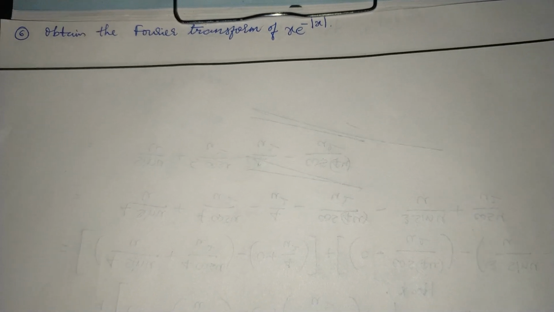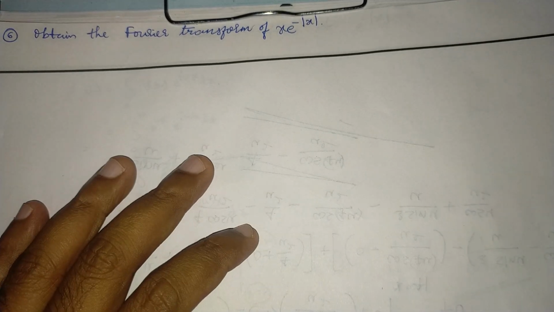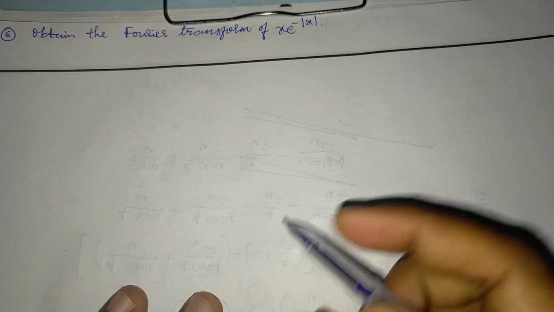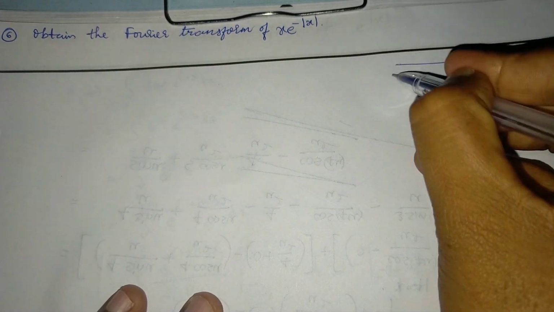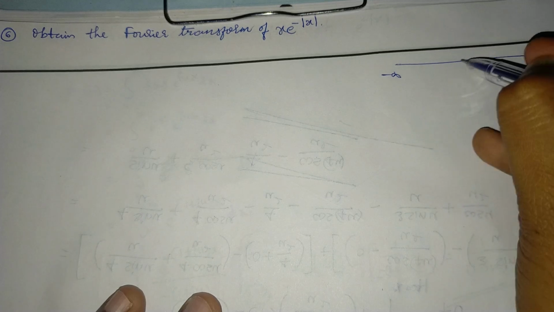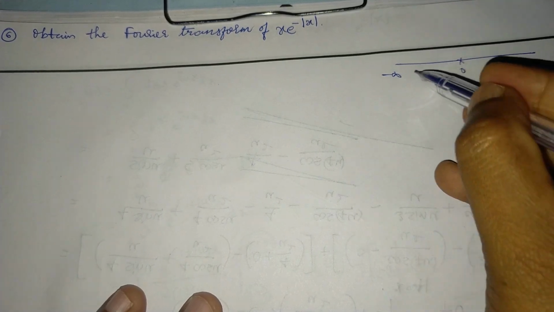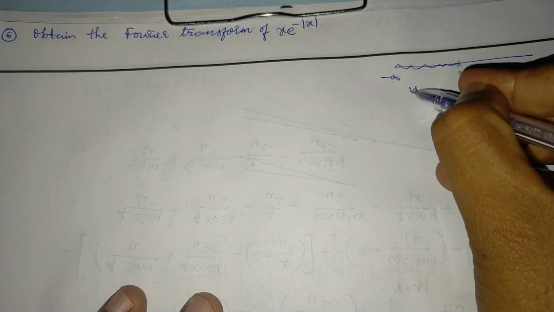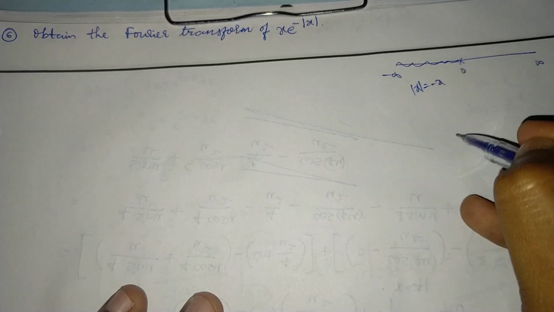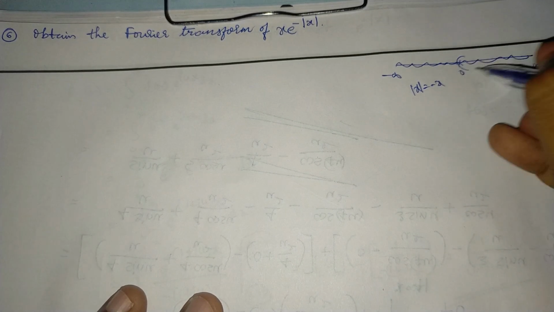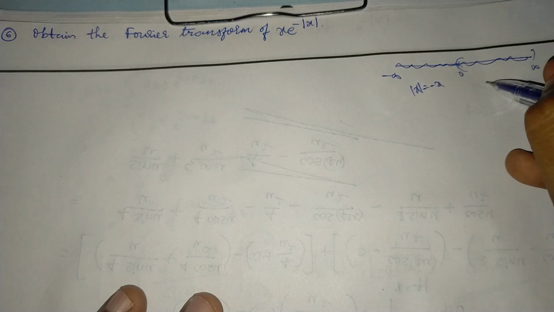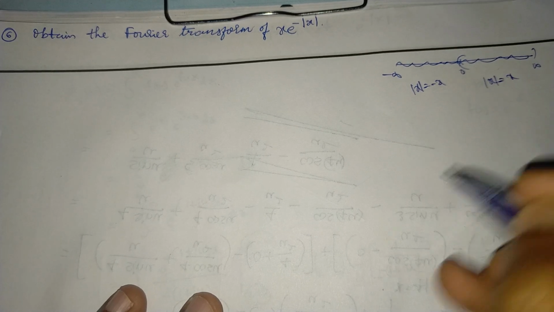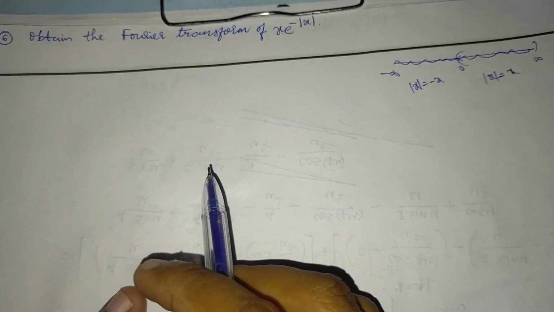So here let us find the Fourier transform of x into e power minus mod x. Since we are dealing with the Fourier transform, we have to write from minus infinity to plus infinity. This is 0. Here we have negative numbers, so in this negative region the mod x will be minus x. Here we have positive real numbers, where the mod x will be x. So accordingly f of x changes here.